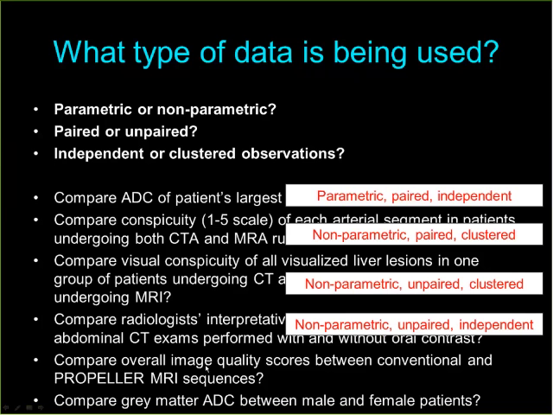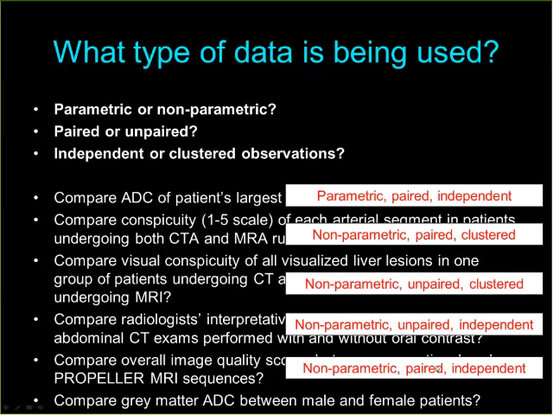We're comparing overall image quality scores between conventional and propeller MRI sequences. This is presumably in the same patients where their MR protocol included both for direct intra-individual comparison. So this is independent. We're just getting one single image quality score for each sequence. It's paired data. Each subject underwent both of those sequences. And like in the earlier example, this is non-parametric. It's just a subjective image quality score.